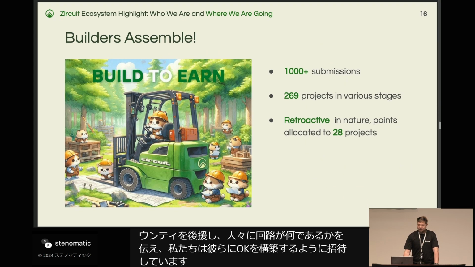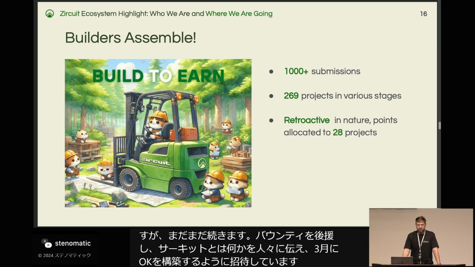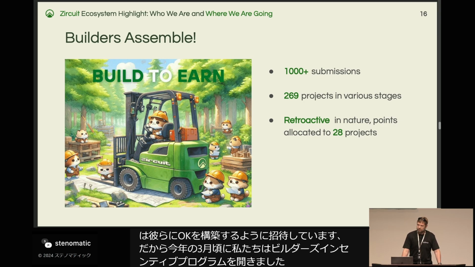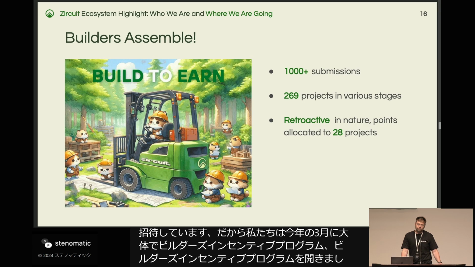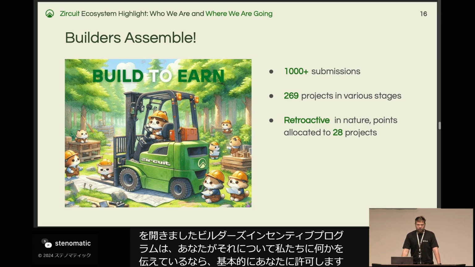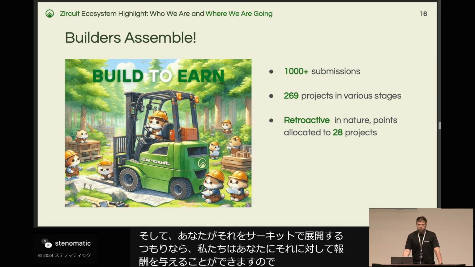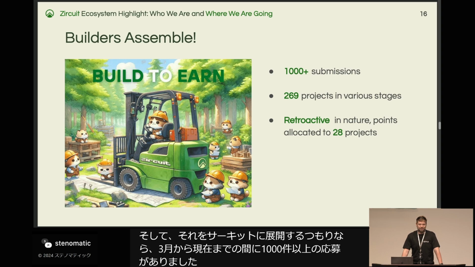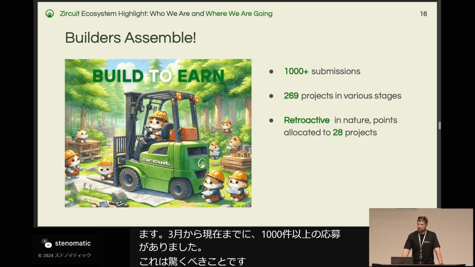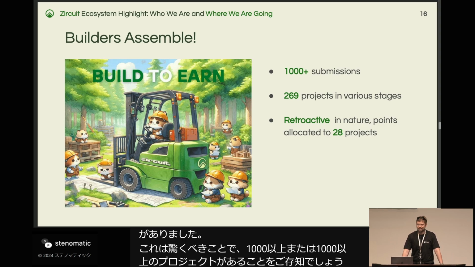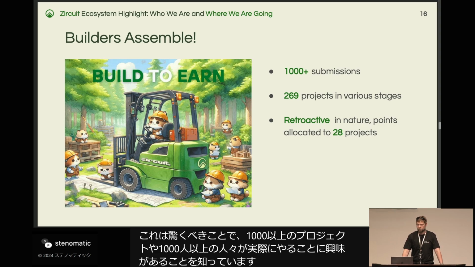So roughly in March this year, we opened a Builders Incentive Program. The Builders Incentive Program essentially allows you, if you are building something, to tell us about it. And if you are going to deploy that on Zircuit, we can reward you for it. So between March and now, we received more than 1,000 submissions, which is amazing. That means that there are more than 1,000 projects or more than 1,000 people who are actually interested in doing something with Zircuit or on Zircuit.